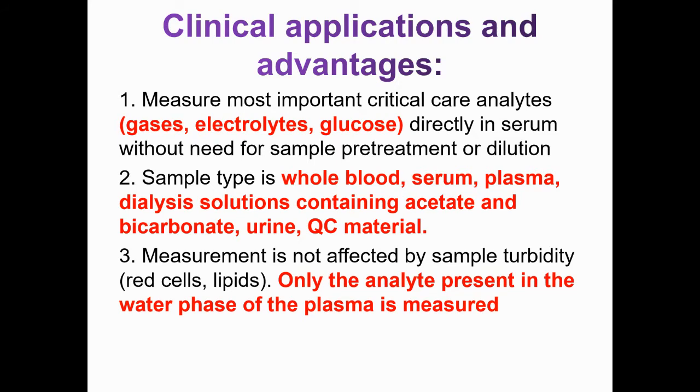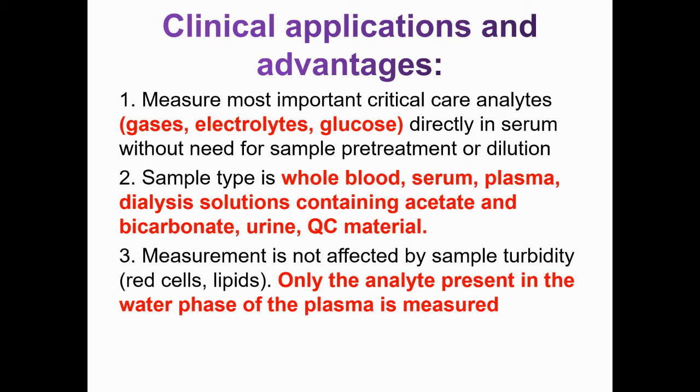The most important critical care analytes are gases, electrolytes, and glucose. We measure them directly in serum, without the need for sample pretreatment or dilution. What samples can we take? We can estimate with a whole blood sample, a serum sample, or a plasma sample, dialysis solutions containing acetate and bicarbonate, urine, and we can also run QC material.